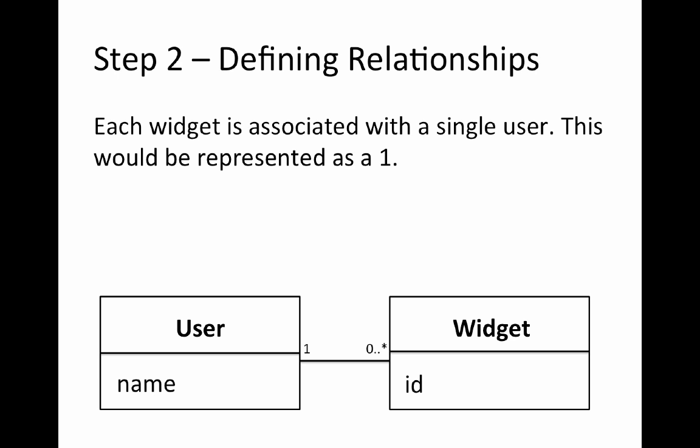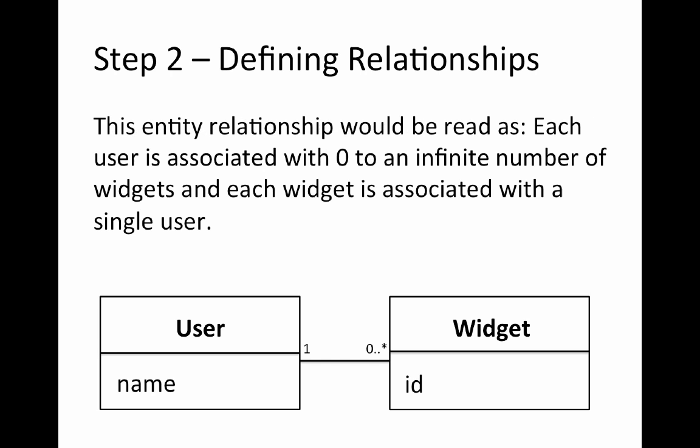If each widget could be owned by 1, 2, or 5 people, then we would specify that relationship by placing a 1, then a comma, 2, then a comma, 5, specifying that we have a set where each widget can be associated with 1, 2, or 5 users. But in this case, each widget can only be associated with 1 user, so we simply have a 1.